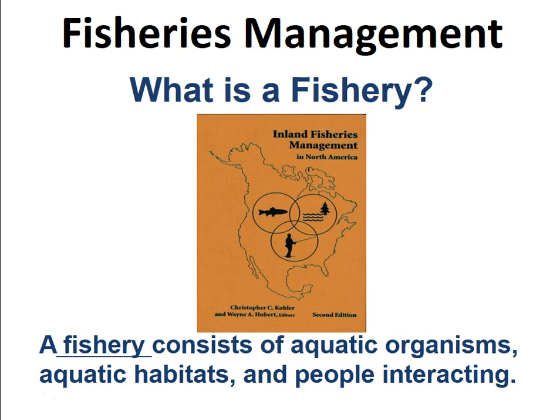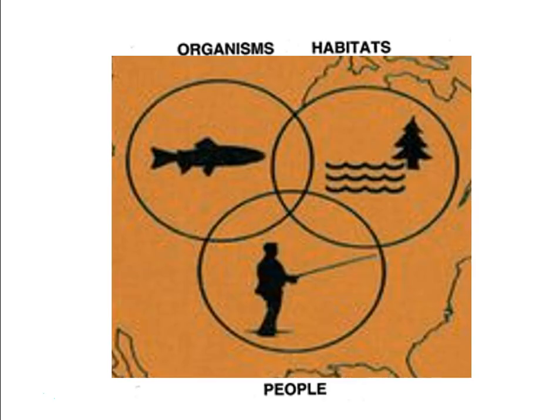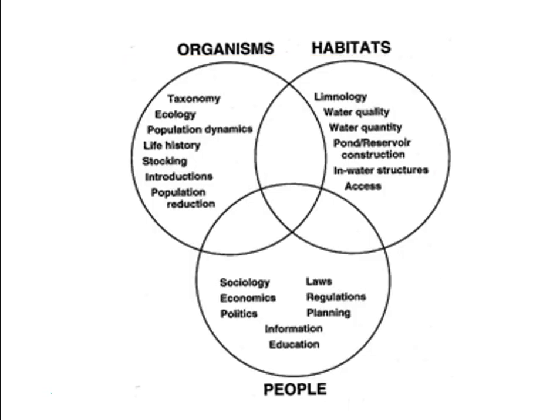And if you want to know more about what fisheries management entails, you can read this book, Inland Fisheries Management in North America by Christopher Kohler and Wayne Hubert. So as I mentioned, a fishery consists of three parts. And so managing a fishery involves understanding all three of these parts. And those three parts are organisms, habitats, and people.